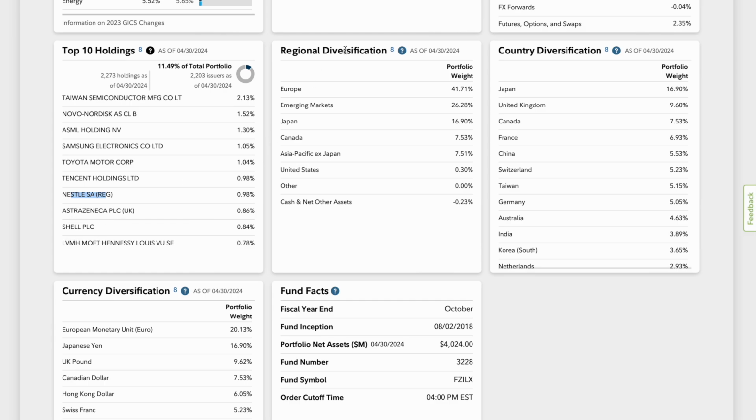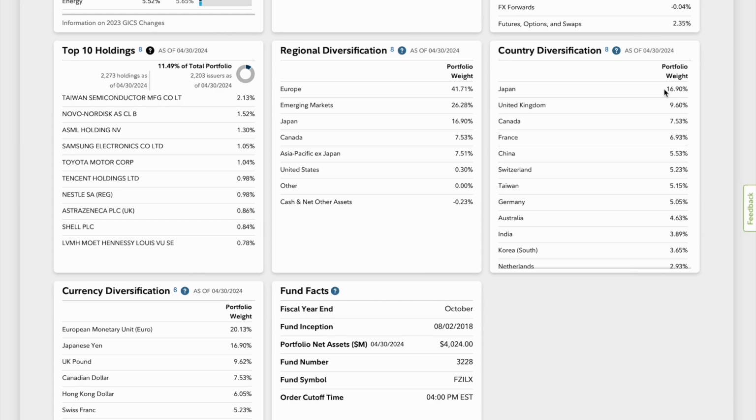When you look at it, you want to see, where am I investing my money internationally? Because you're not in the United States for this. So Europe is 41.71%, emerging markets is 26%, Japan is 16%, Canada 7%, Asia Pacific 7%. So you can see the portfolio diversification here just by looking at the portfolio weight.